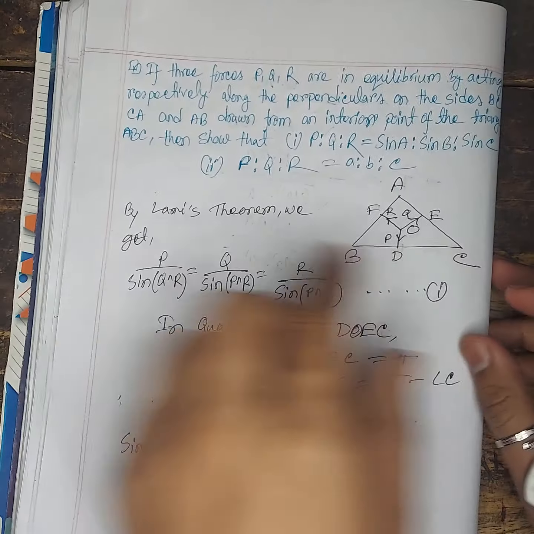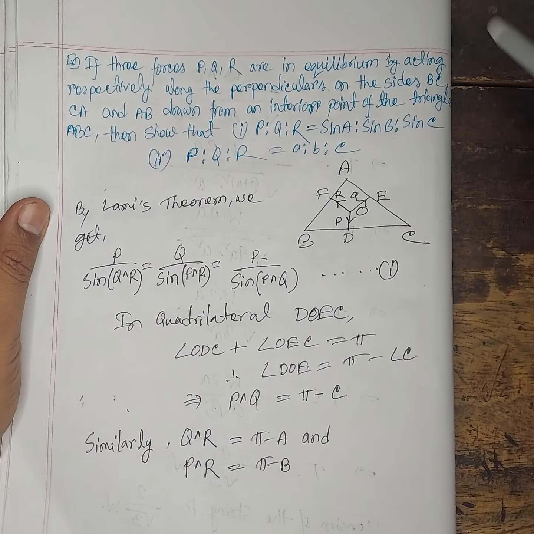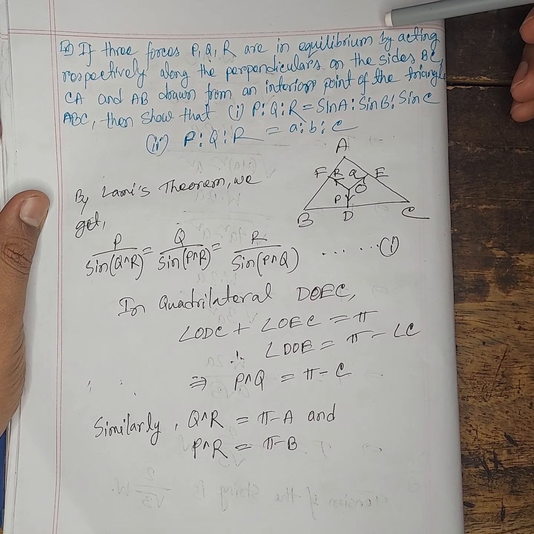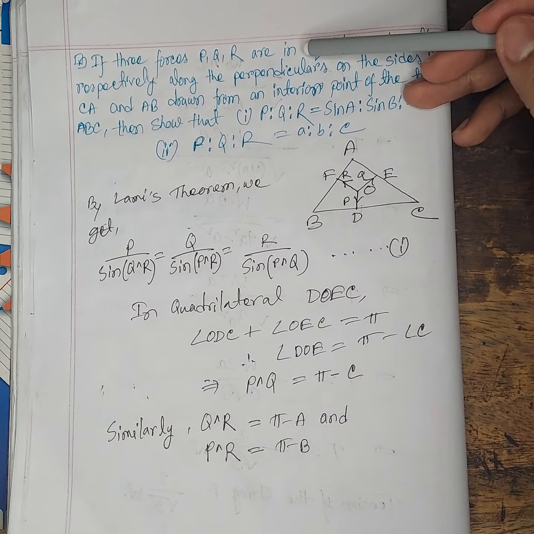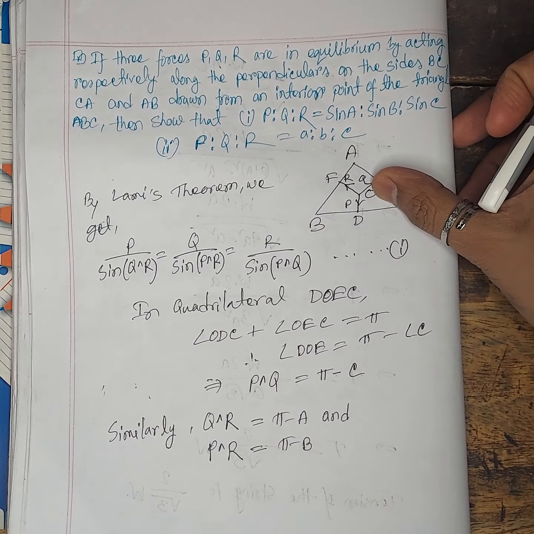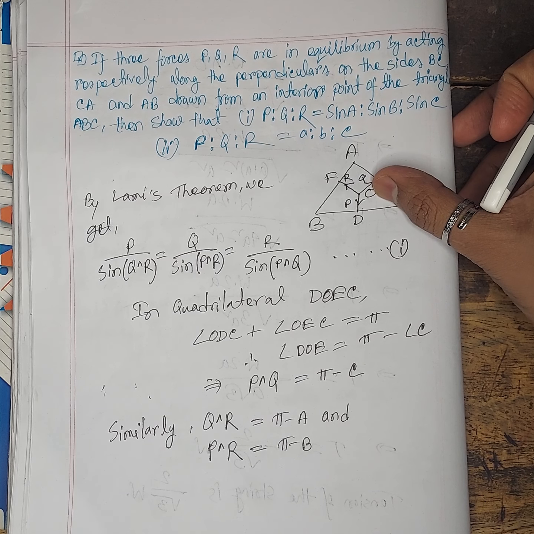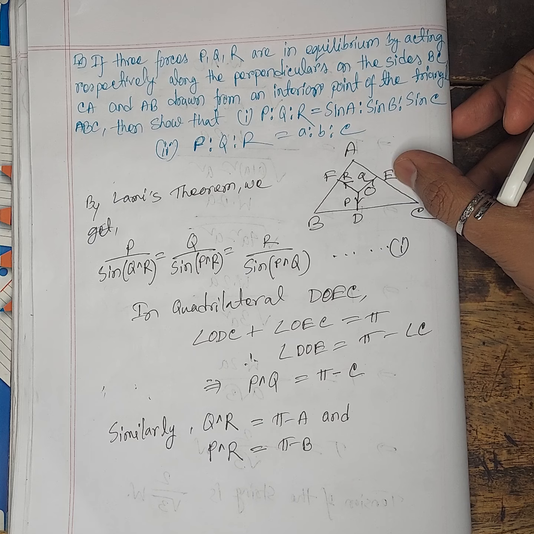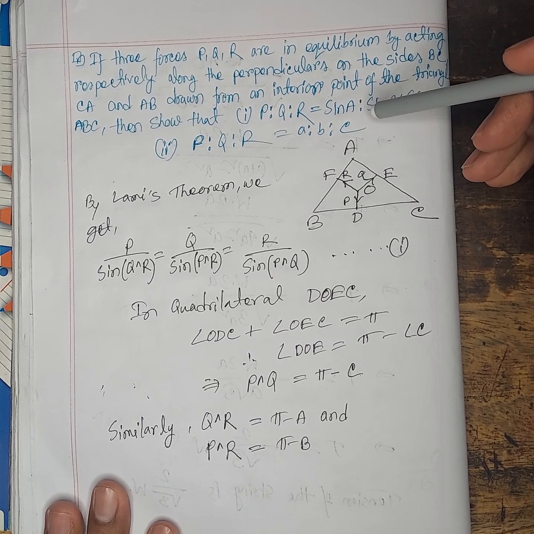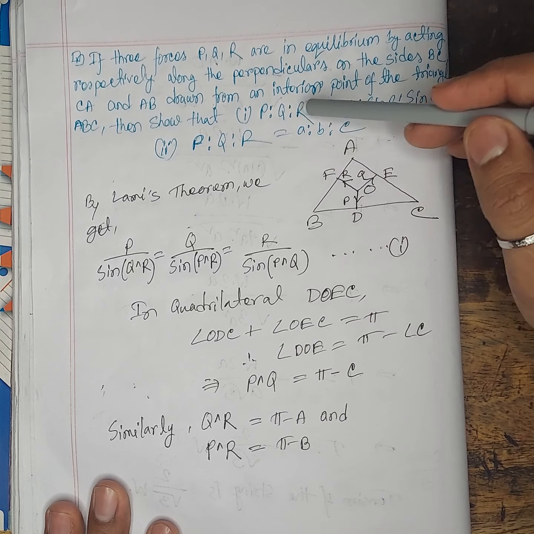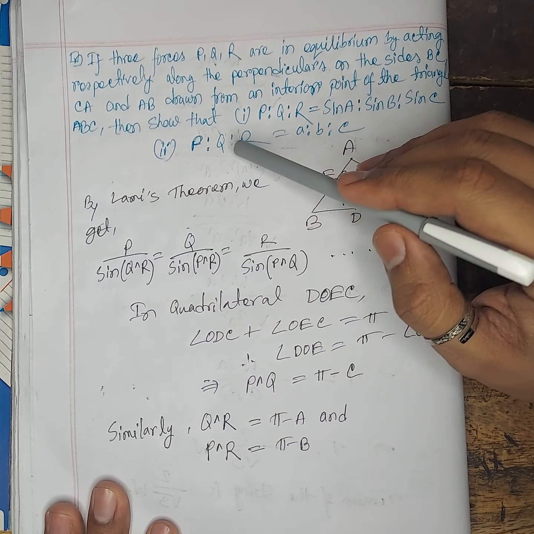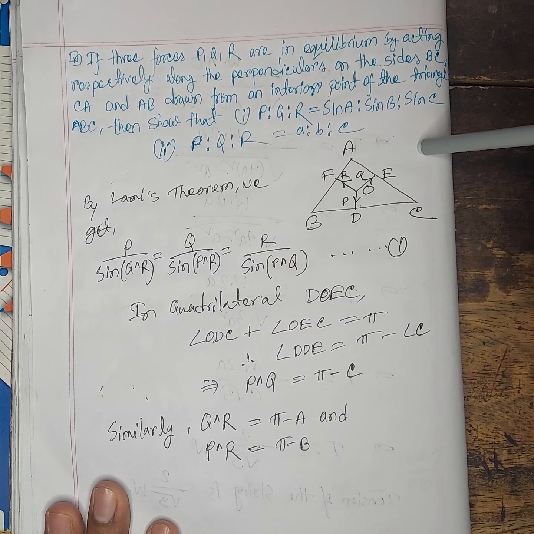Next, there is another problem we have here. If three forces P, Q, R are in equilibrium, acting respectively along the perpendiculars on the sides BC, CA, AB drawn from an interior point of the triangle, we have to show that P is to Q is to R is equal to sin A is to sin B is to sin C. Also P is to Q is to R is equal to a is to b is to c.